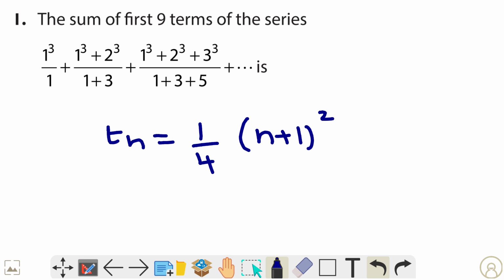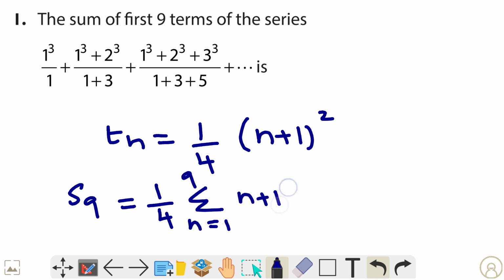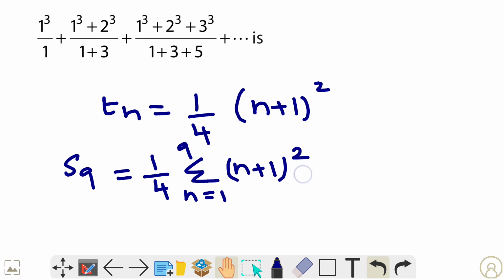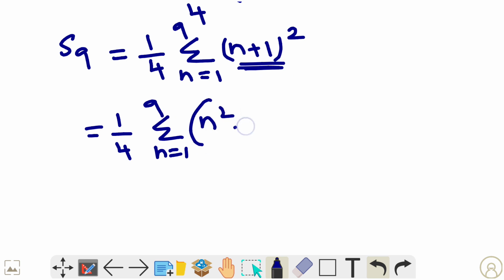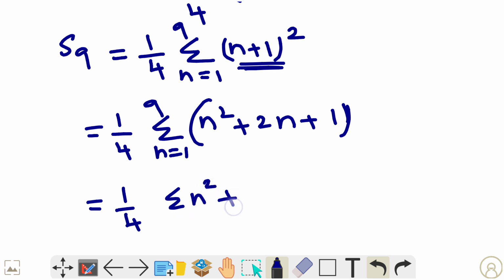Now we need to find the sum of 9 terms. S9 is equal to 1 by 4 summation n equal to 1 to 9 of n plus 1 the whole square. Now listen: a plus b the whole square, so that is n square plus 2n plus 1. So 1 by 4 summation n square plus 2 into summation n plus summation 1.